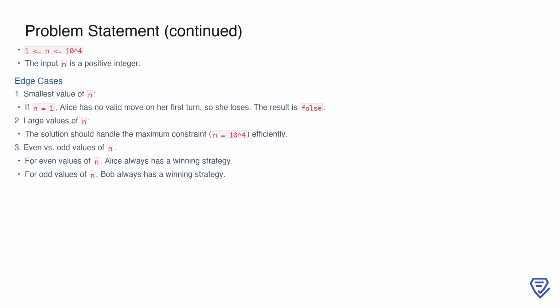Additionally, there's a key observation regarding the parity of n. If n is even, Alice always has a winning strategy. On the other hand, if n is odd, Bob always wins, assuming both players follow optimal strategies. Understanding these patterns can help us reason about the solution more effectively.